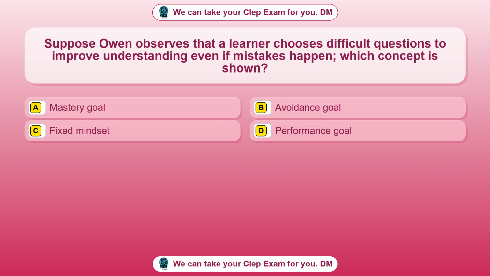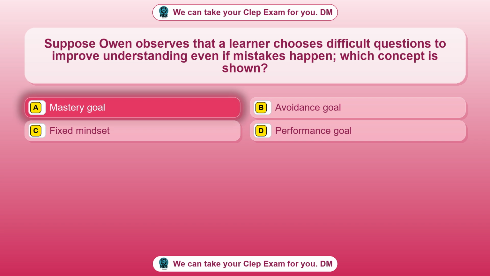Question 28. Suppose Owen observes that a learner chooses difficult questions to improve understanding even if mistakes happen. Which concept is shown? Option A, mastery goal. Option B, avoidance goal. Option C, fixed mindset. Option D, performance goal. The correct answer is option A.